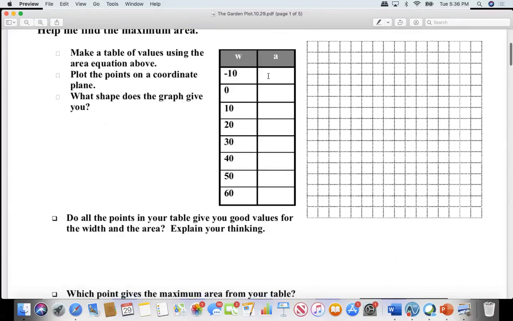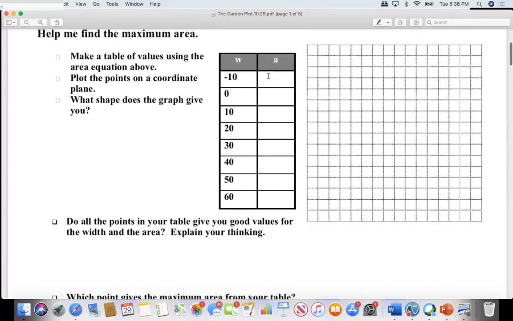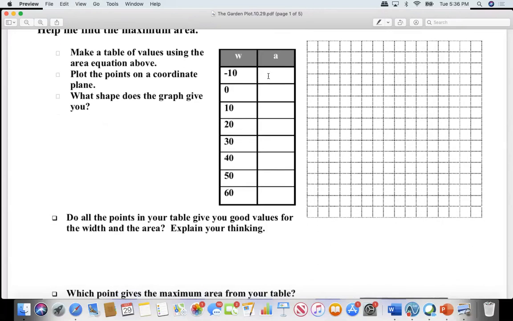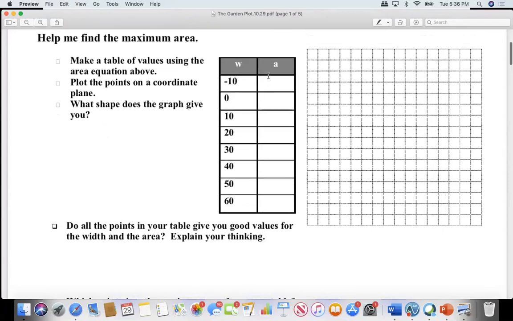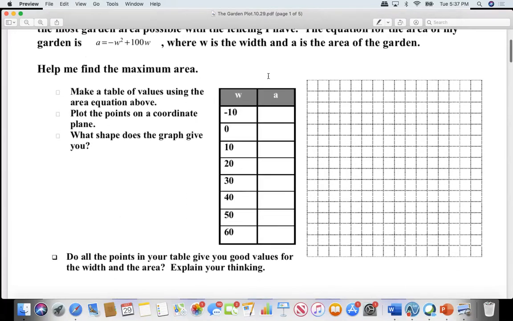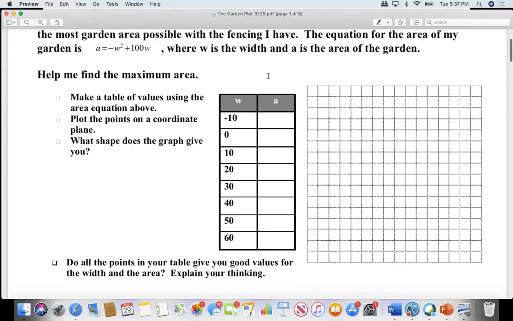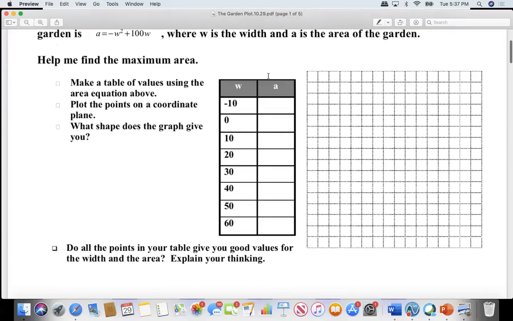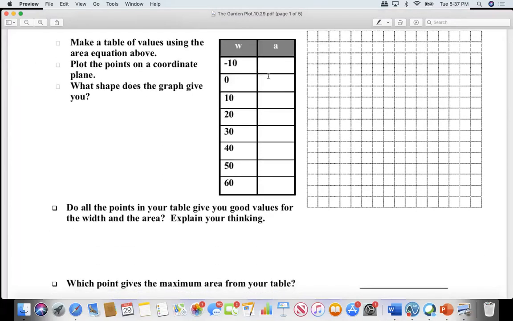Then we ask, do all the points in your table give good values for the width and area? So we take a look at that whole negative 10 for W, and we can start to talk about restricted domains for a real world application versus the domain for a general function that's not connected to application. So it's a natural way to be able to do that. We ask the kids to think about it first, and then we ask them to explain their thinking.